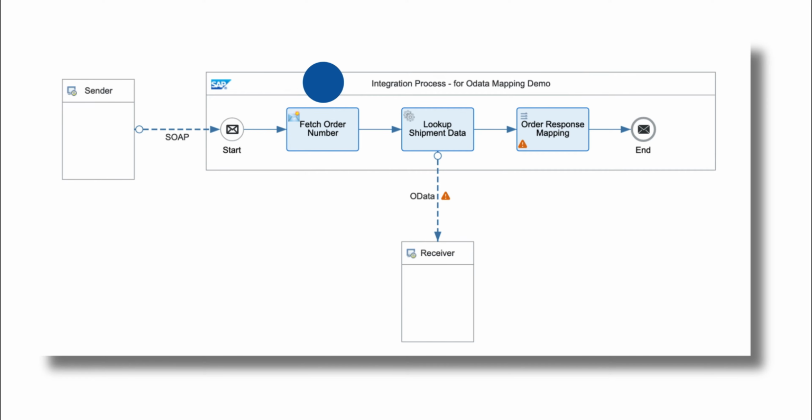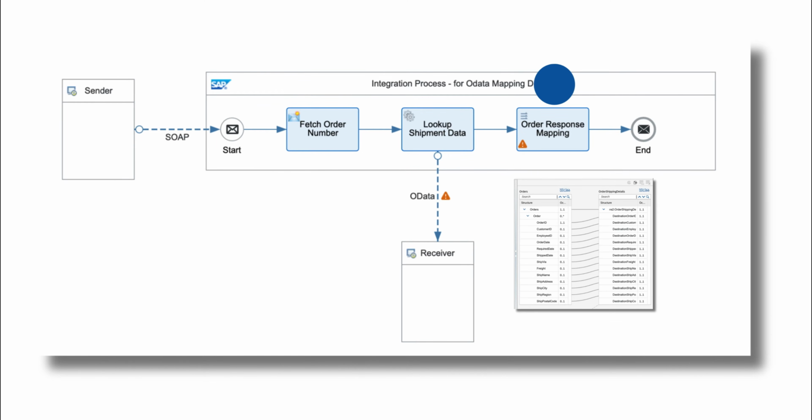We use the content modifier to fetch the order number from the input payload. We use request reply to call the OData service to get the order details from the receiver. And finally, we use the order response mapping step. Basically, it is a graphical message mapping step which maps the OData service response to the target structure.